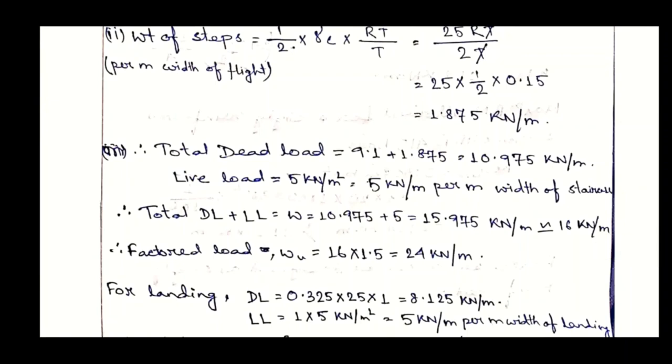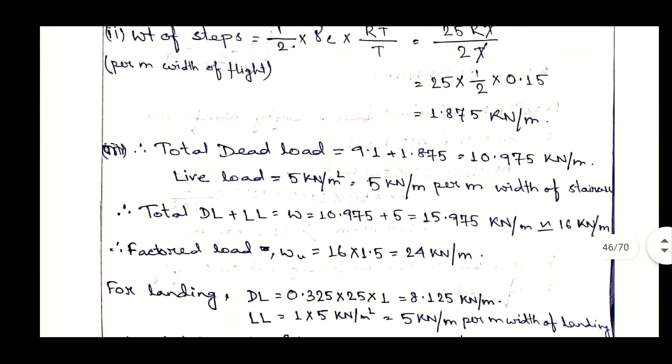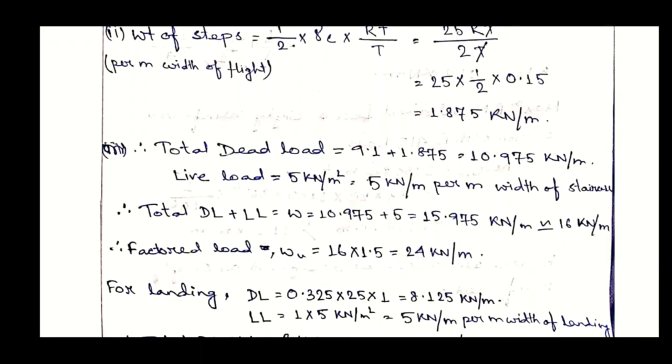Steps. And now for landing, dead load for landing is 0.325, that is depth of waist slab, into 25, that is unit weight of RCC, into 1, that is width. As we know, for slab design we consider the width as 1 meter beam. That is equals to 8.125 kilonewton per meter, and live load is 1 into 5 kilonewton per meter square, that is equals to 5 kilonewton per meter width of landing.